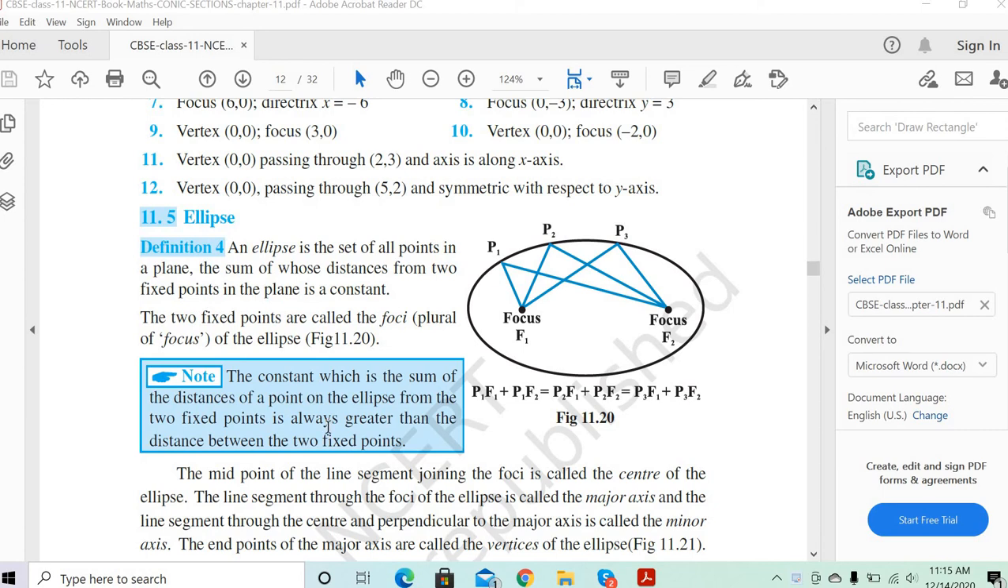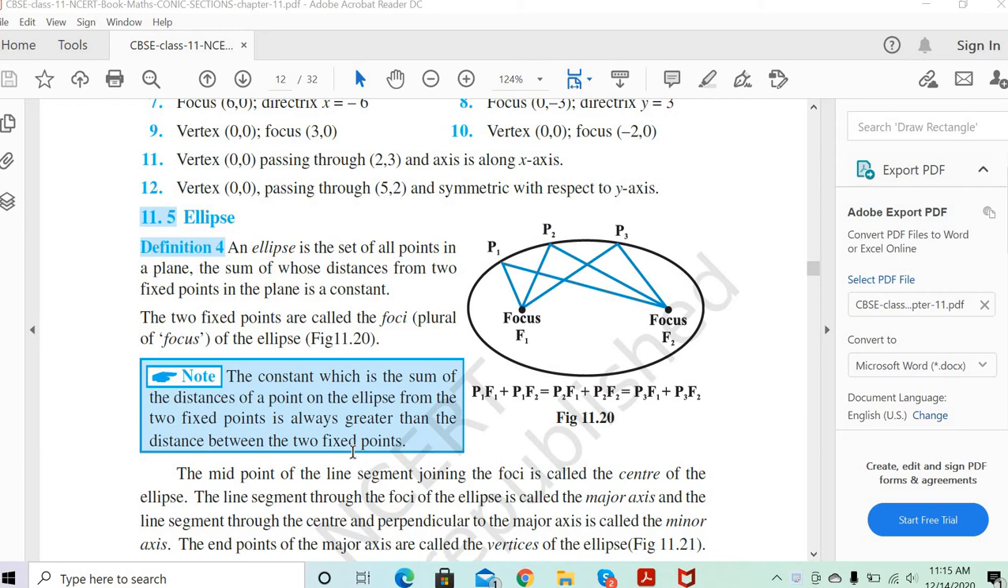Yeah, okay, so let's draw the figure for the ellipse, figure 11.20. So let's understand first the ellipse part now. An ellipse is a set of all the points in the plane, the sum of whose distances from two fixed points in the plane is constant. Okay, remember that we have the two focus here, F1 and F2, correct?